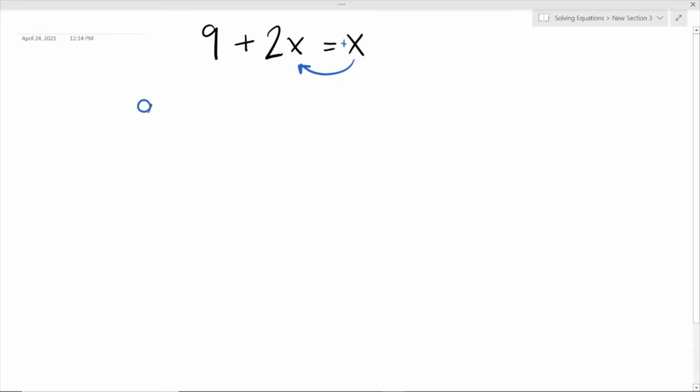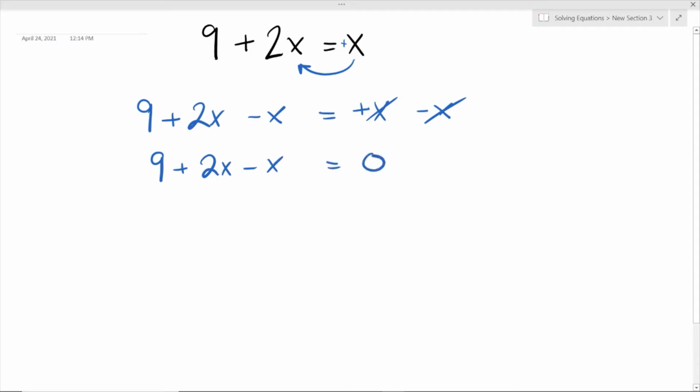So I'm going to copy this equation, 9 plus 2x equals positive x. I'm going to write the positive. Usually it's not written, but I'm writing it right here to show that this x is in fact positive, and we have to apply the opposite of that. The opposite operation is -x, so I'm going to write -x right here, and this x and this x are going to cancel because positive x minus x gives 0. So this here is going to be 0, and this is 9 plus 2x minus x equals 0.